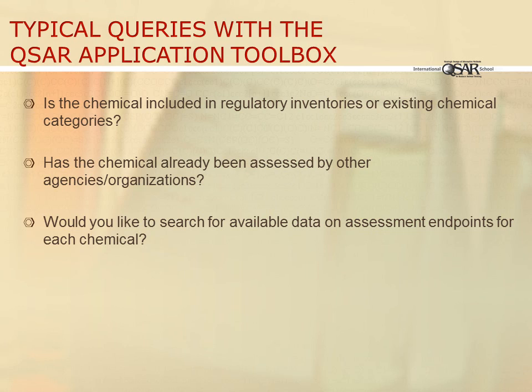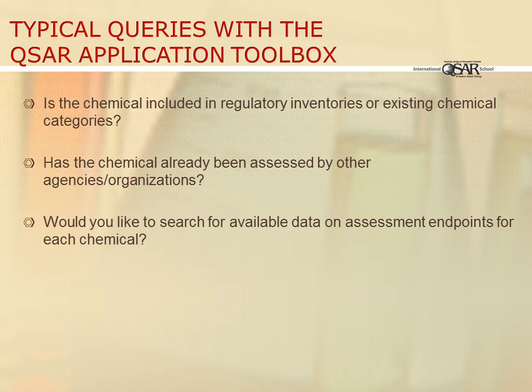So some of the queries that you can get at very quickly in the QSAR application toolbox would be, is this chemical included in the regulatory inventories or existing chemical inventories any place in the world? We ought to be able to answer that question very quickly. Has the chemical already been assessed by other agencies or organizations? We should be able to answer that instantaneously while you hit the return key. Would you like to search for available data on that assessment chemical?